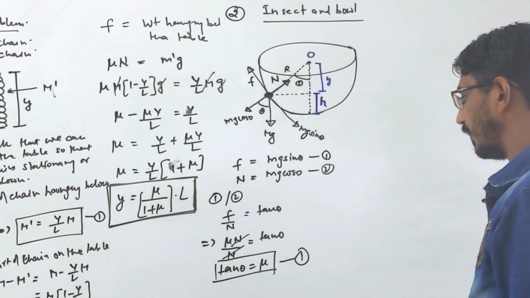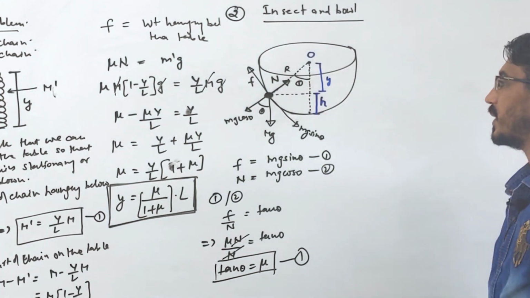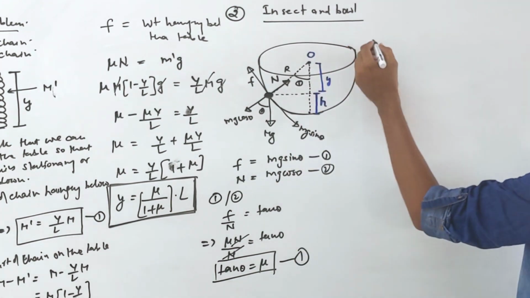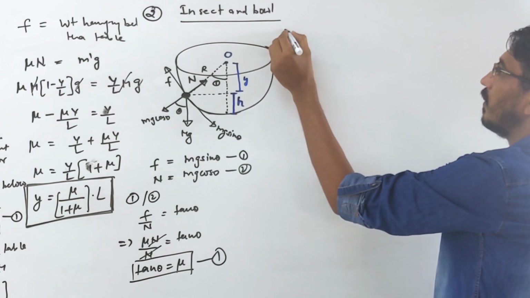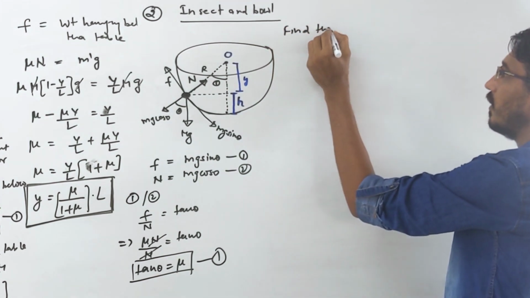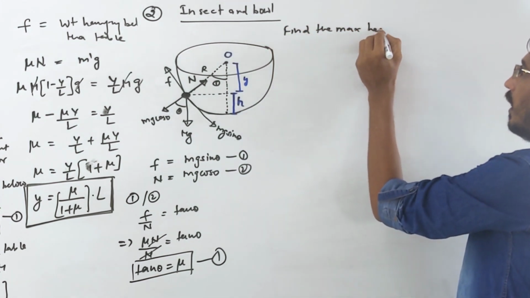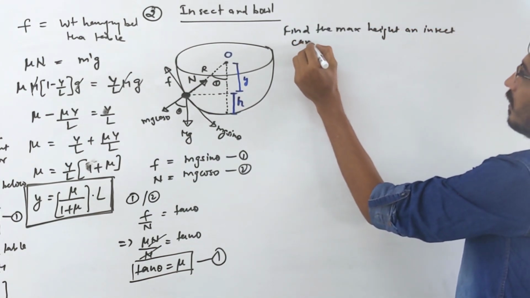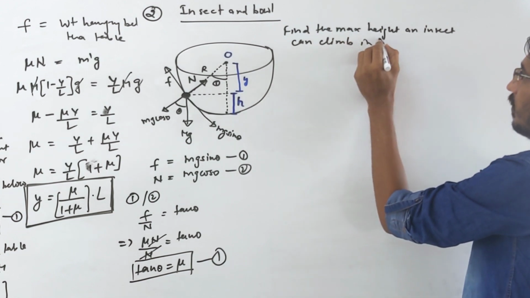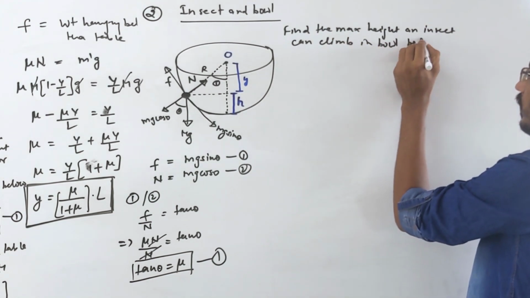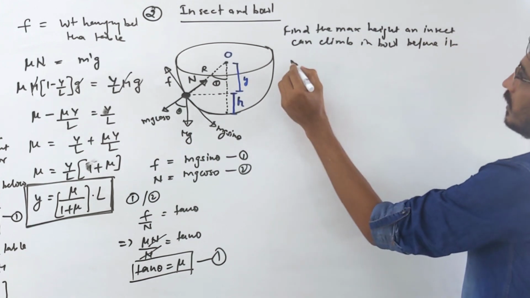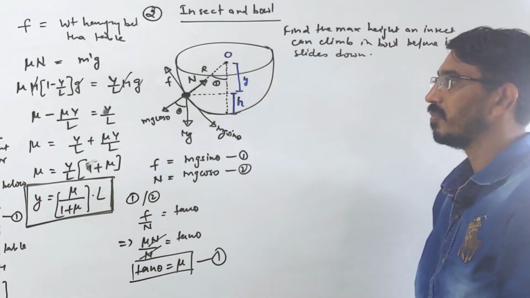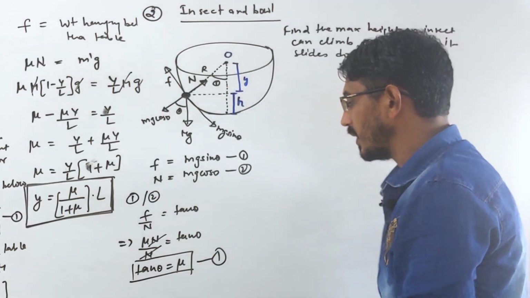Now we are interested in calculating that height. What is the maximum height this insect can climb? Let me write this question here also: find the maximum height an insect can climb in a ball before it slides down. What is the maximum height it can climb before it slides down? This is equation 1.